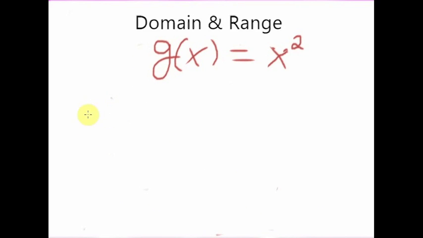The domain of a graph shows which x values are being used, and the range of the graph shows which y values are being used. Here we have g of x equal to x squared. The domain is negative infinity to infinity. Because infinity is not a real point on the graph, we have to write it with parentheses.